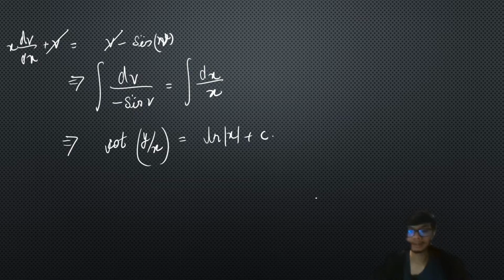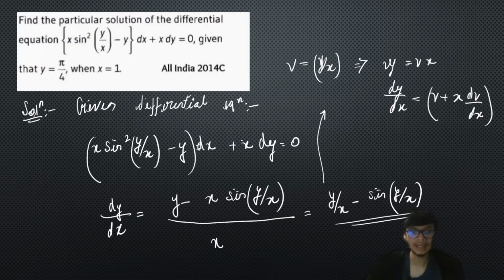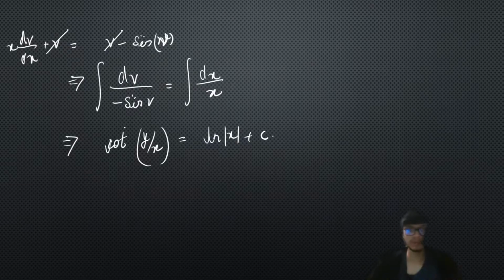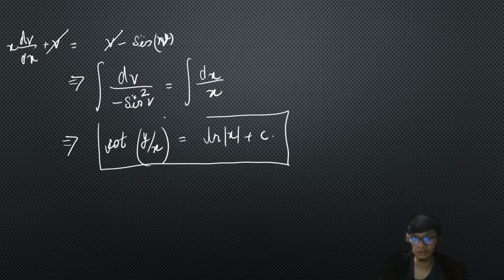Just let me check. Okay, actually, I missed the square part over here. Right, exactly, I missed the square part. So this was 1 upon sine square v, that is going to be equal to minus cosec square v, and integration of that is going to be equal to cot of y upon x. I am replacing v with y upon x, right? So that is going to be my general differential equation solution, right?